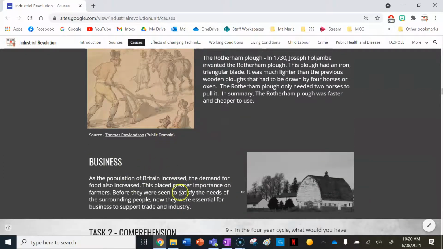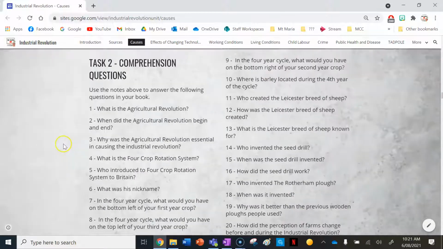Lastly, we have the changing perspective of farms as businesses. As the population of Britain increased, the demand for food also increased. This placed greater importance on farmers. Before, they were seen to satisfy the needs of the surrounding people, and now they were essential for business to support trade and industry. And one thing you'll encounter when you learn about the Industrial Revolution is that when the population got high, rich people bought farms and then leased or rented them back to the farmers who worked on them before, because they knew that farms were seen as a business, or could be used as a business.